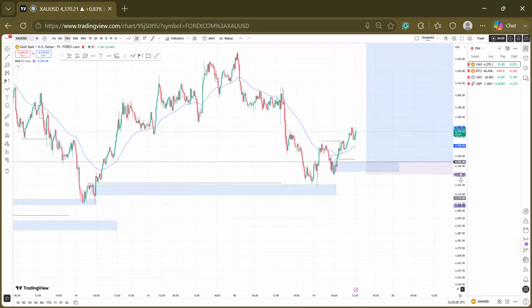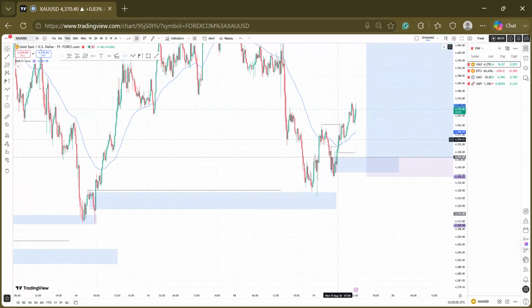I would have loved to use the fixed range volume indicator, but it doesn't work here. Let me try and see if it does work here. I've tried it several times, it doesn't work.